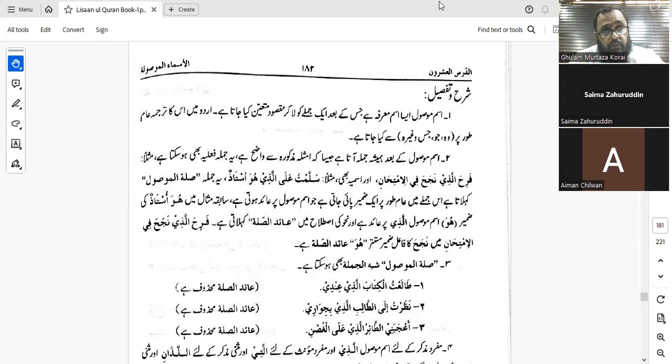After ismul mawsul there is always a sentence. Either it is jumlatun fi'liyatun or jumlatun ismiyatun, right? Either of them should be over there, and they qualify the noun. We'll discuss that the sentence represented by al-ismul mawsul becomes what? A nat, and the preceding noun becomes what? Al-man'ud. Like sallamtu alalladhi huwa ustadun.